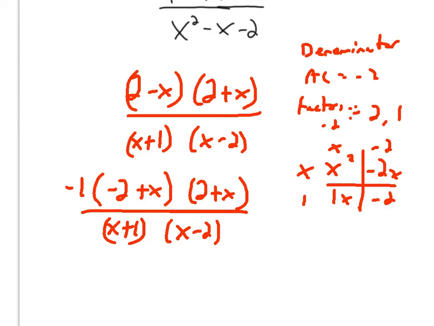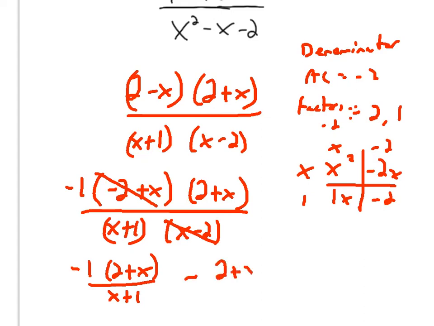That can cancel, because negative 2 plus x is the same as x minus 2, or x plus negative 2. So now these cancel. So now on top I've got negative 1 times 2 plus x all over x plus 1. Okay? And another way to write that is, if we've got negative 1 out in front, we can just throw that as a negative sign out in front of the whole thing. So it's negative 2 plus x over x plus 1. Okay? So that is how we can simplify that one when we get opposite factors.